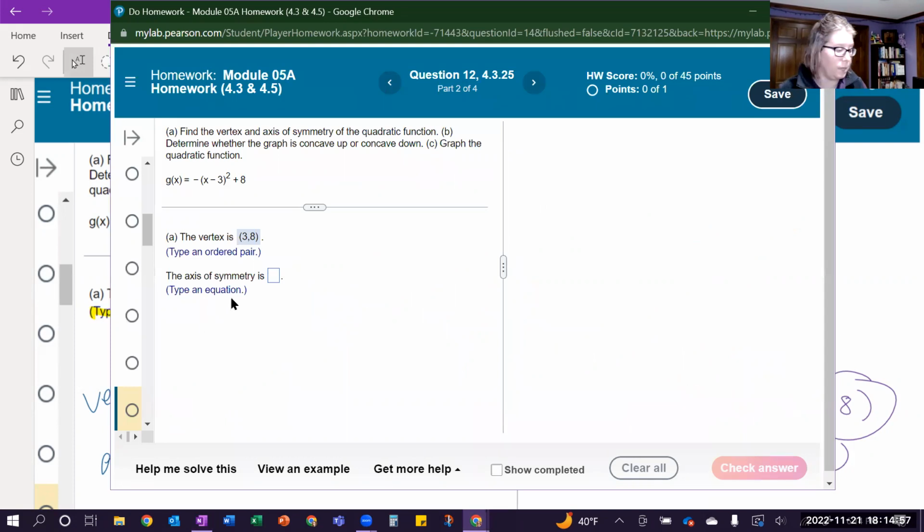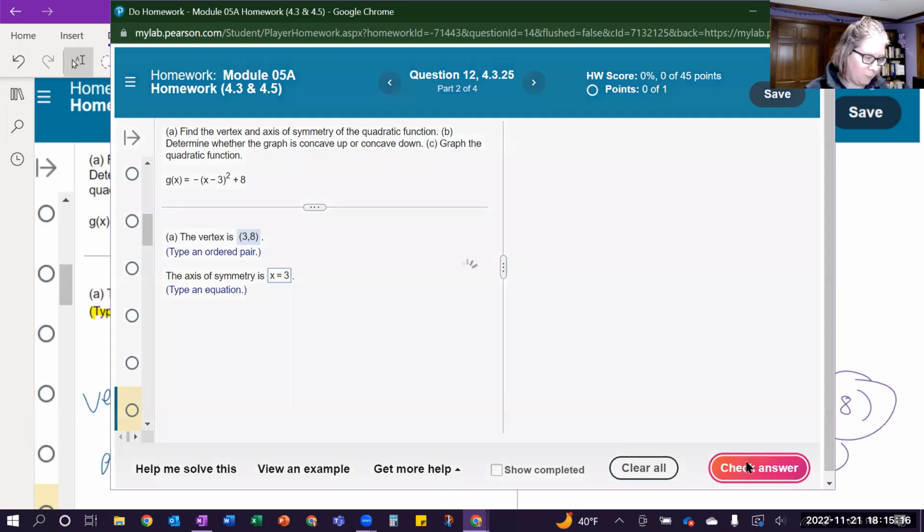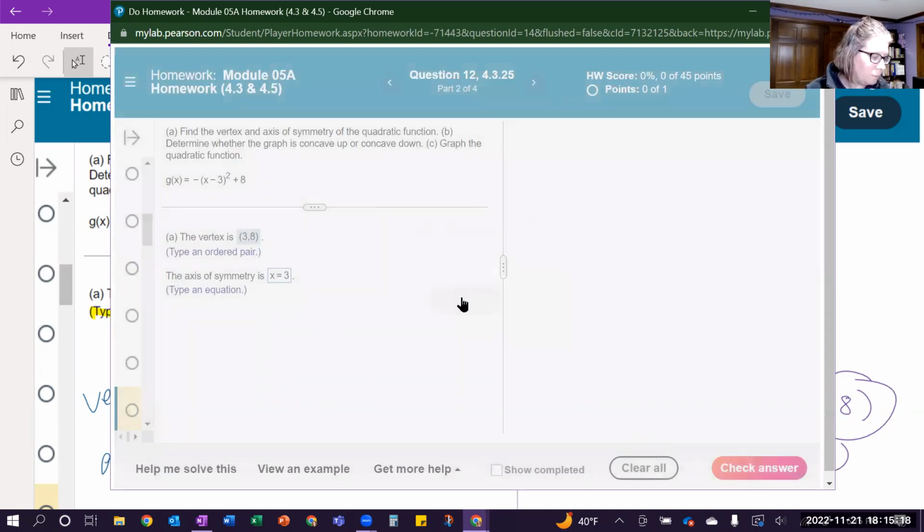The biggest mistake I see students do is they'll just put in the number 3. If I check my answer right now, it'll be wrong. So I need X equals 3. The other mistake I see is students write Y equals 3, and that's also wrong. That would be a horizontal line. So I get X equals 3, check my answer, I'm good to go.